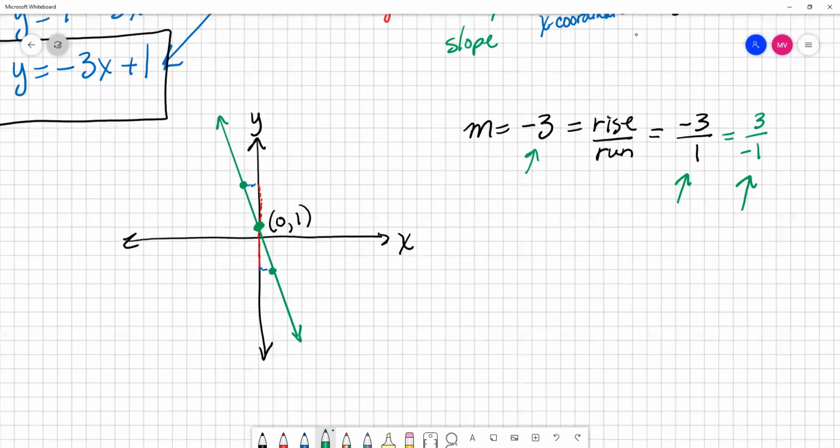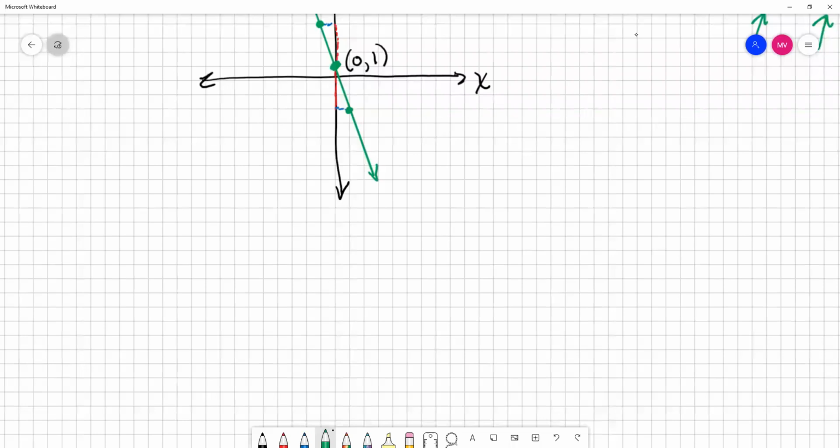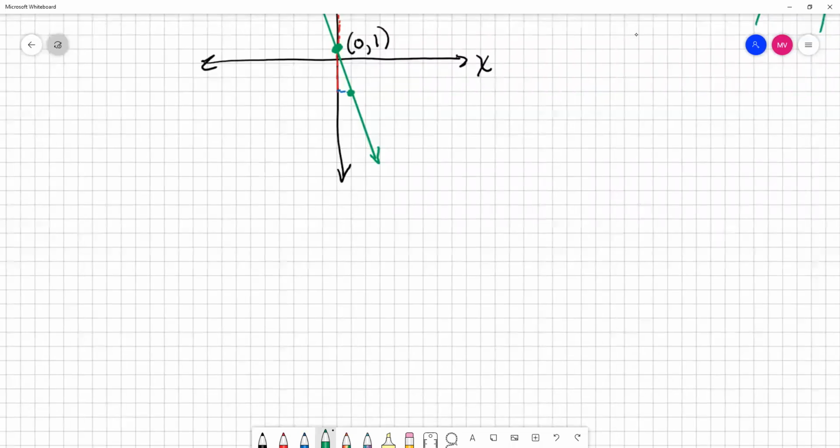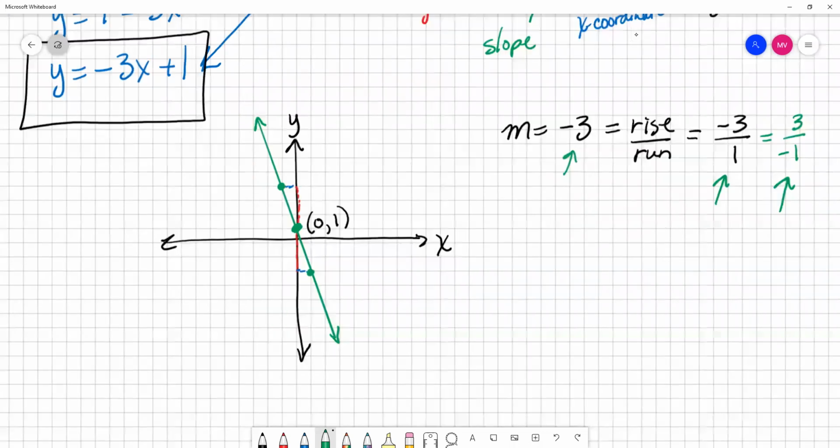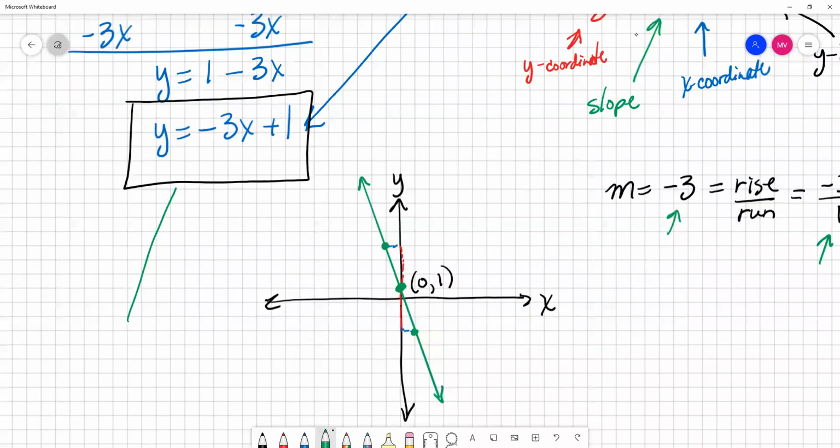All right, let's do it. You want to do this next one? Let's do it on our own first. The m equals -3 equals rise over run. Slope intercept form is y equals -3x plus 1.